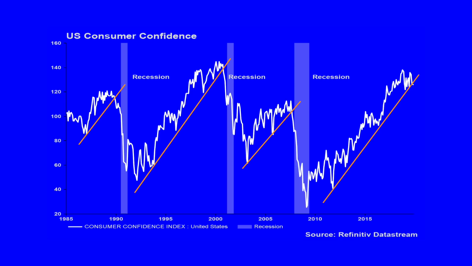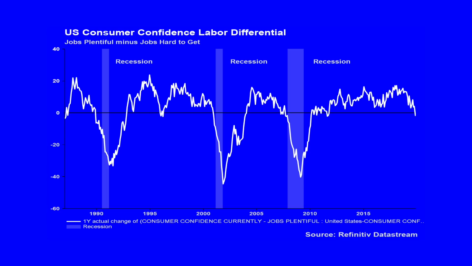And although the recent number was high, it is testing the 10-year trend. And furthermore, of the subcomponents, the jobs plentiful minus jobs hard to get, as an indicator, fell below zero. It has done this on 5 prior occasions in the last 30 years, and 3 of those preceded recessions, and one of the others was during the recovery phase after the great financial crash. This is the first time it has dipped below zero since 2008.